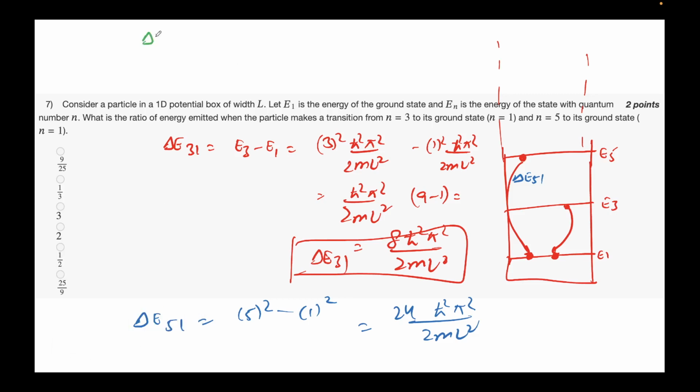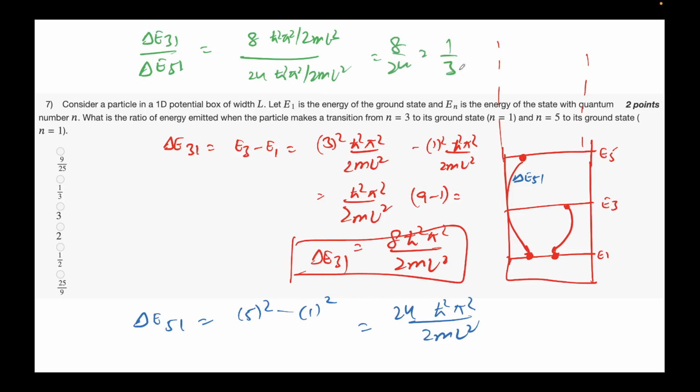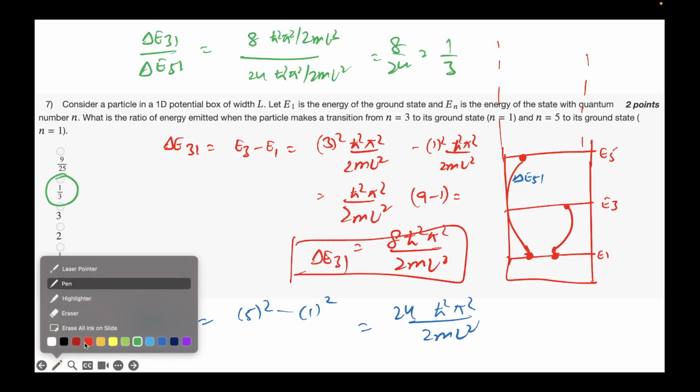And we are required to find delta E 31 over delta E 51. That comes out to be 8 h cut square pi square over 2 m L square, the term in red, divided by the term in blue, which is 24 h cut square pi square over 2 m L square. That comes out to be 8 by 24, which is 1 by 3. Okay, this is our option. What does it mean? What do I gain from this knowledge?